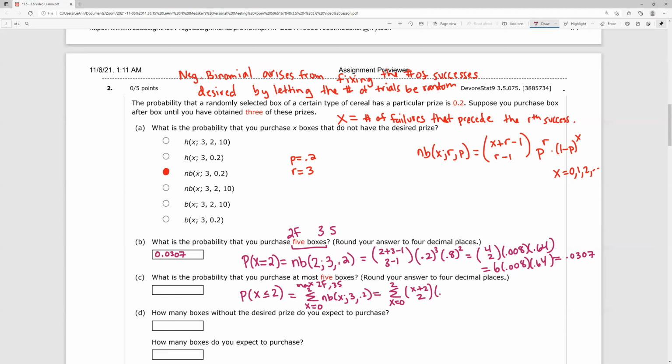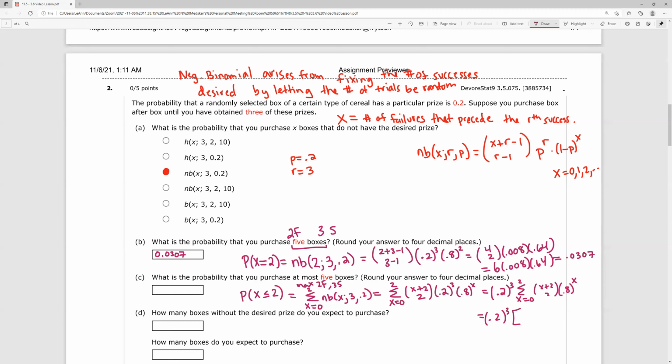And then we have our 0.2 to the r, which is 3 successes. So that's still 3. And then 0.8 to the unknown number of failures right now. So you can pull out the 0.2 to the third, since that's just a constant. And then this means we're going to take the summation on x equals 0 to 2 of x plus 2 choose 2 times 0.8 to the x. So I'm going to have my 0.2 to the third out front, and then I'll have a bracket.